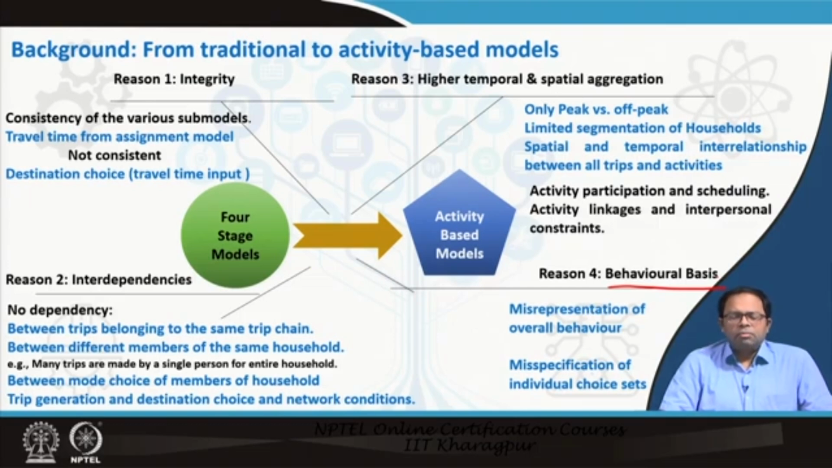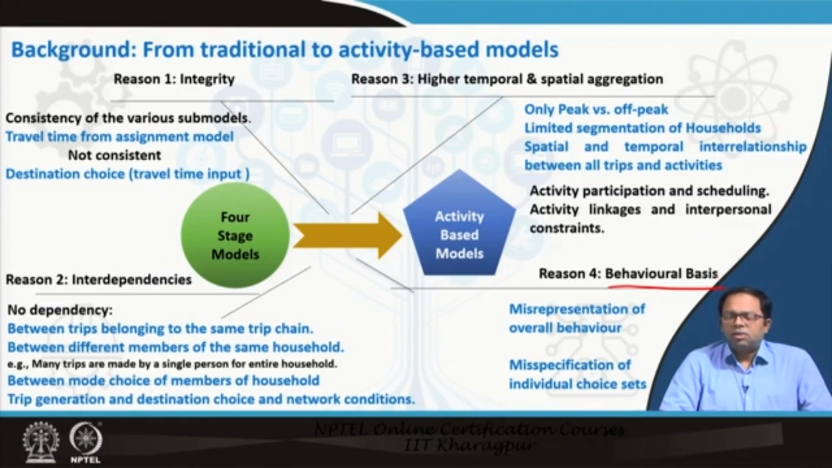And then comes the main reason, which is higher temporal and spatial aggregation. Instead of peak and off-peak hours, which is the most likely way we split our trips in a 4-stage model, in an activity-based model we can even go for continuous models, where every minute we are predicting what will happen. That means mode choices or trip choices could be done at a minute level. So time of the day could be any minute of the day.